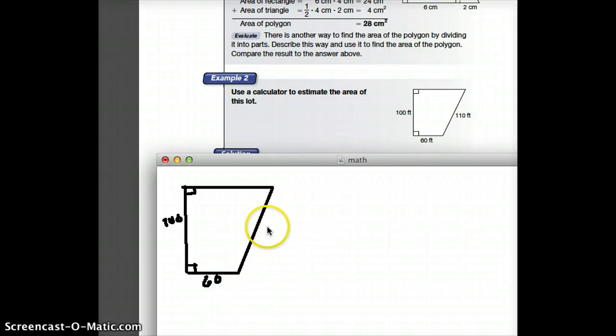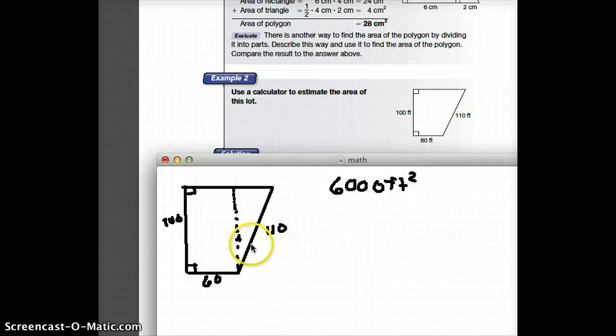Here's 60. Here's 110. Okay, we want to find the area of this whole figure. So what you need to do is first cut it into a rectangle and also a triangle. Here's my rectangle, here's my triangle. First, we can easily find the area of the rectangle. Length times width, 100 times 60, which would be 6,000 feet squared.